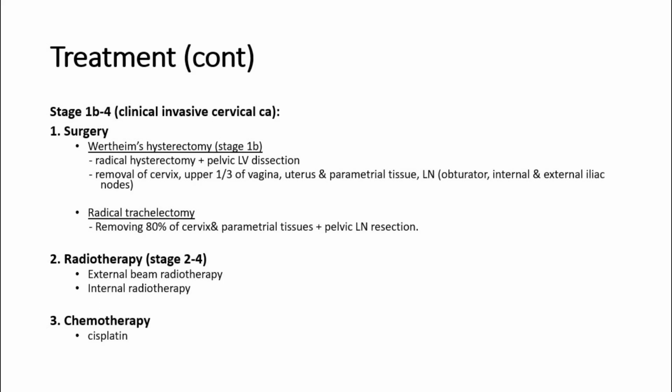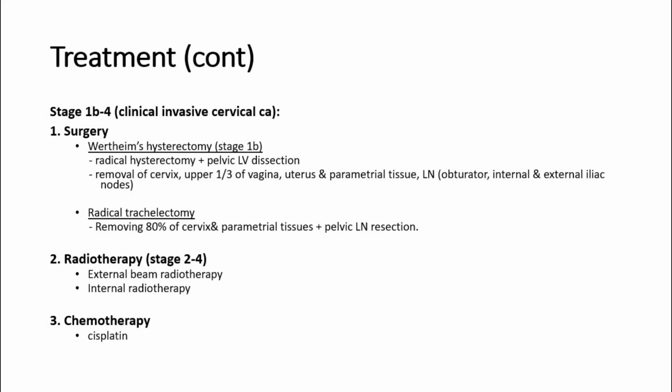Whereas if it progressed to stage 1B, it is considered clinical invasive cervical carcinoma. So from stage 1B to stage 4, we can do surgery, which is the Wertheim's hysterectomy in premenopausal women. And it involves the radical hysterectomy plus pelvic lymph node dissection. So this Wertheim's hysterectomy is removal of the cervix, the upper third of vagina, uterus and parametrial tissue, and also the lymph nodes involved, whereas the ovaries can be spared.